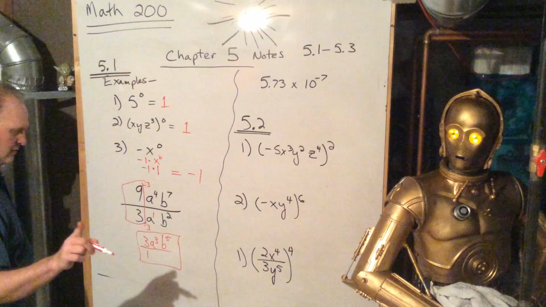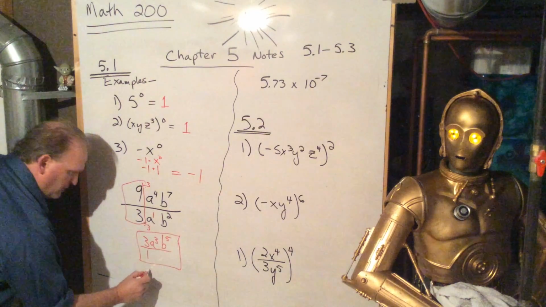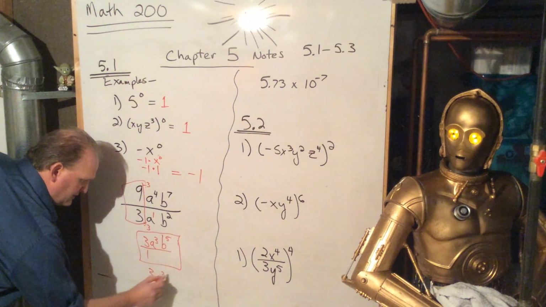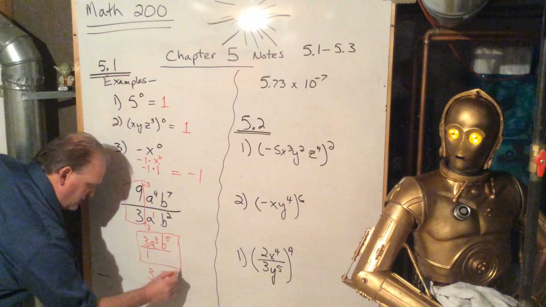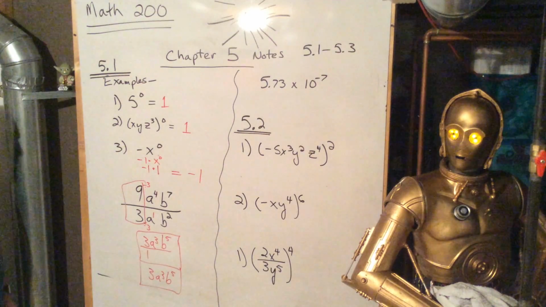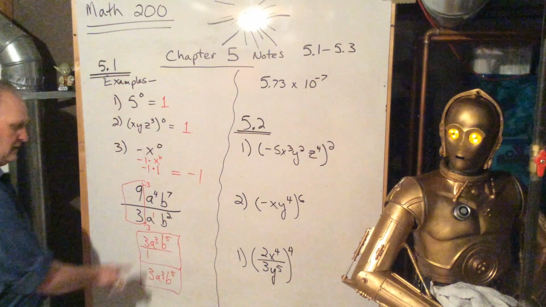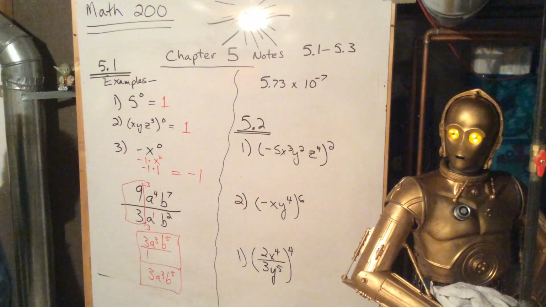On the online homework, be cautious. They don't like the over 1. So they want it just like this. They're trying to train you to be a lazy mathematician and never write a 1 when you don't have to. So either answer is fine.